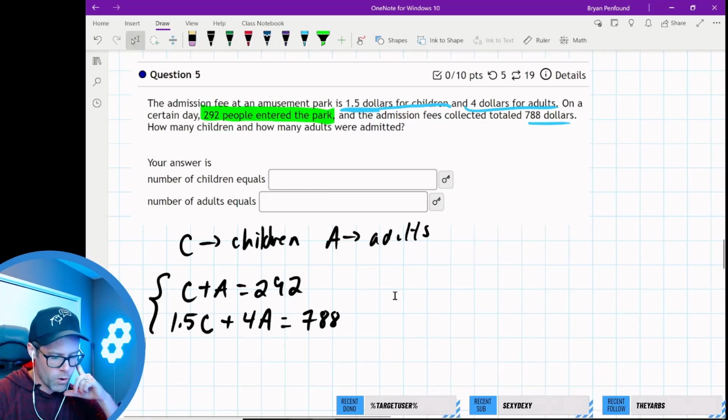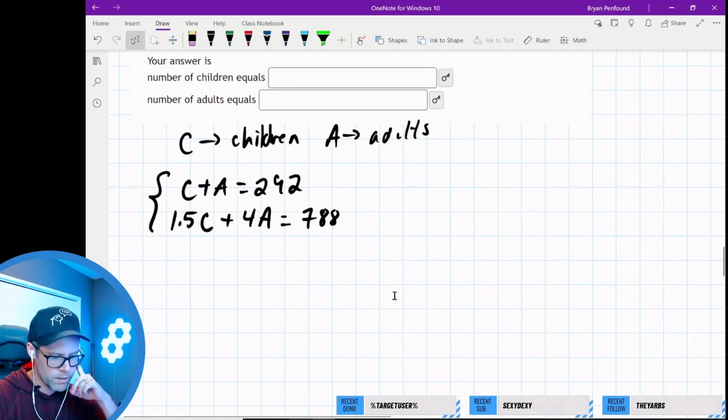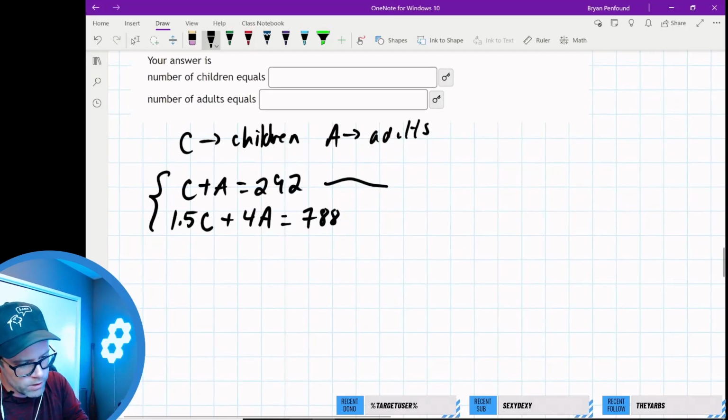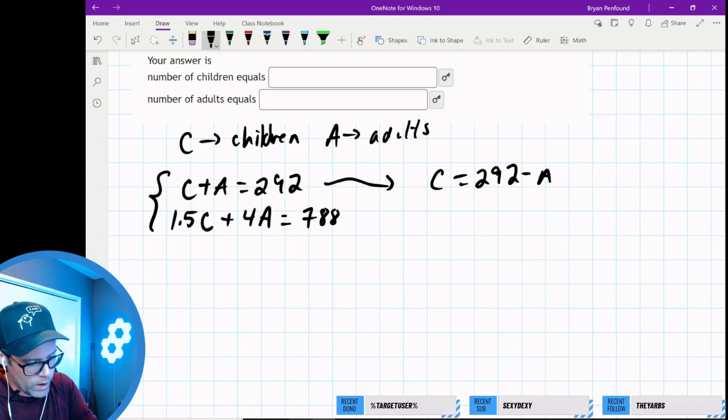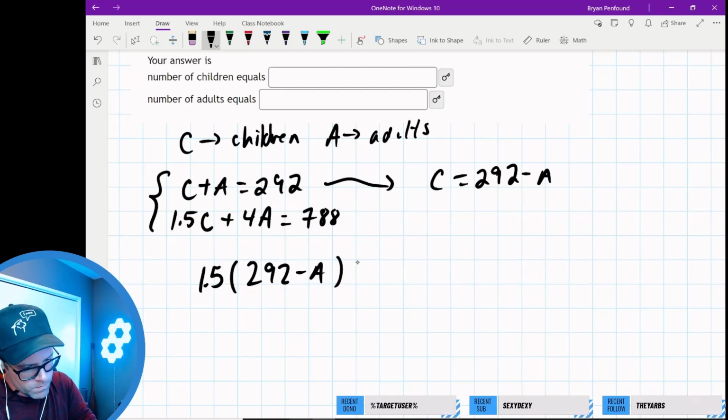So that's what we're looking for here. We can probably reasonably solve this one using substitution. So let's go C is equal to 292 minus A, and let's sub that into equation number 2. So 1.5 times C plus 4A is equal to 788.